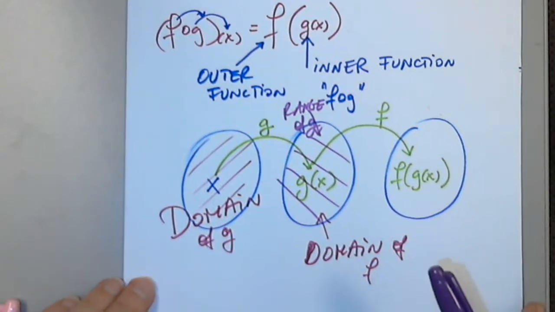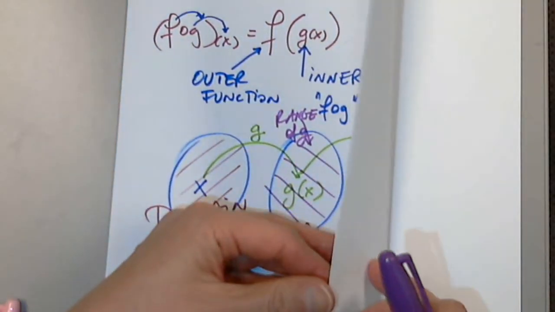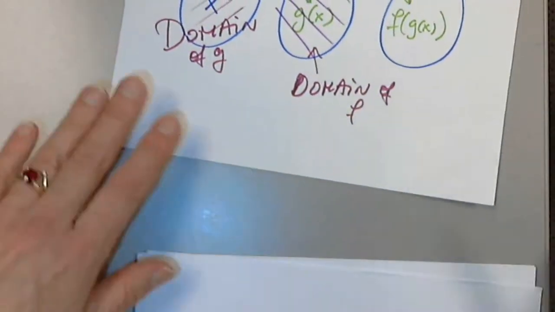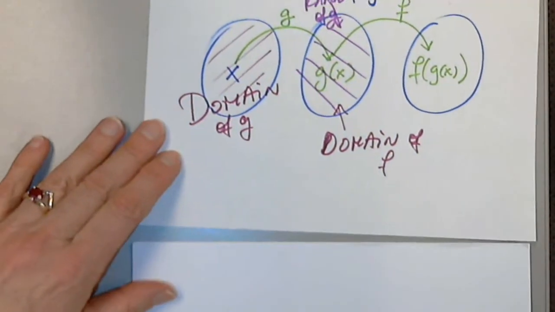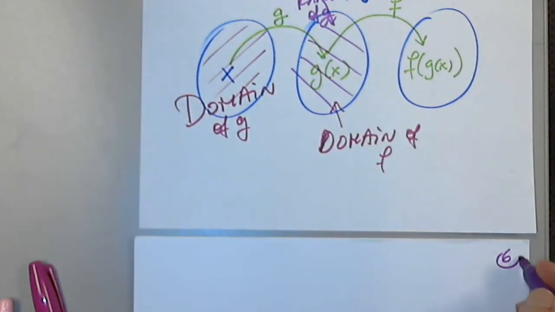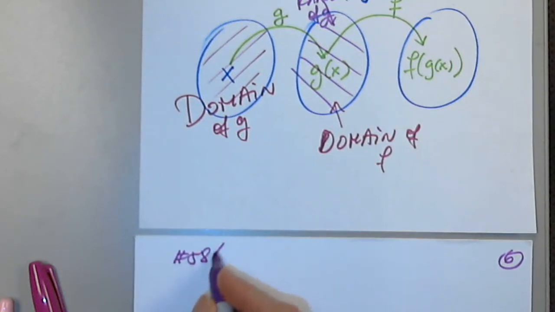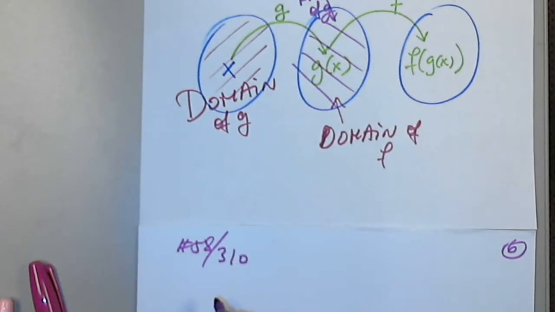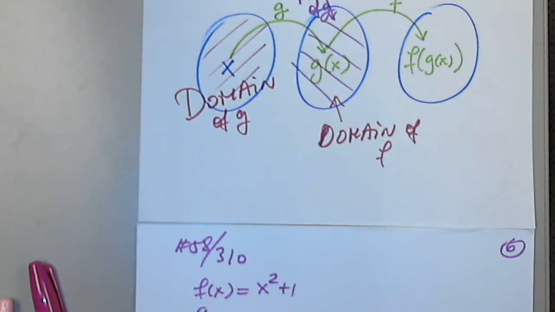Good. So let's look at two functions. We can go back to the same problems of the two functions we had. So you will not be asked to find the domain of function composition. Let's take a look at problem 58 on page 310. We have f of x, which is x squared plus 1, and g of x, which is x squared minus 3. We are asked several things.